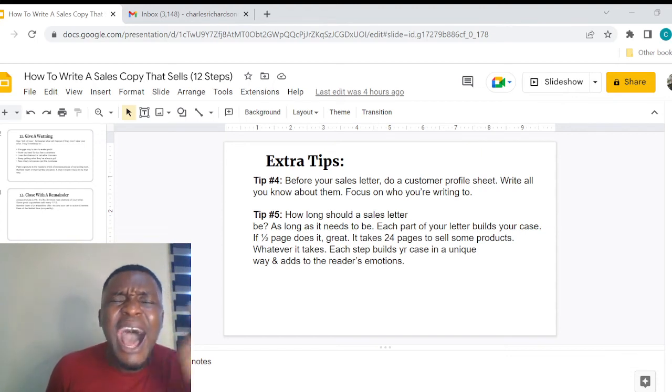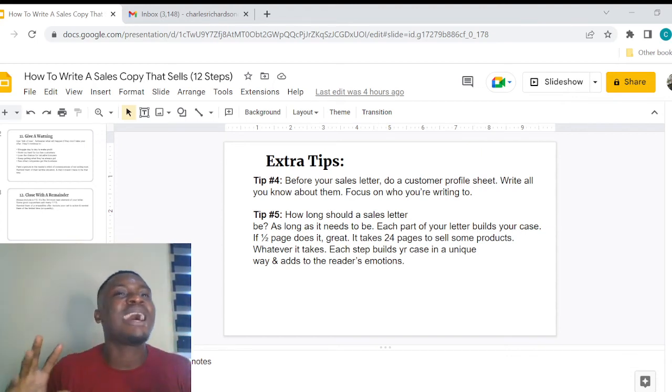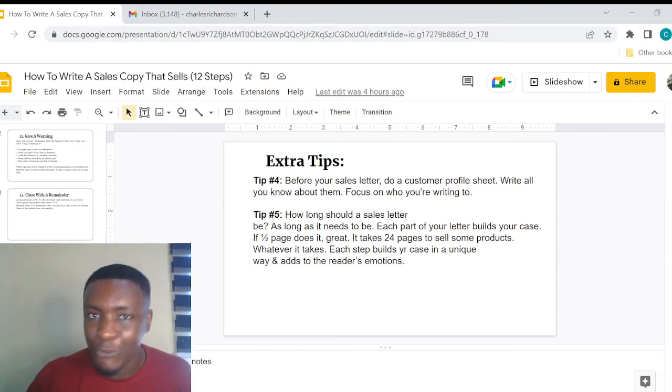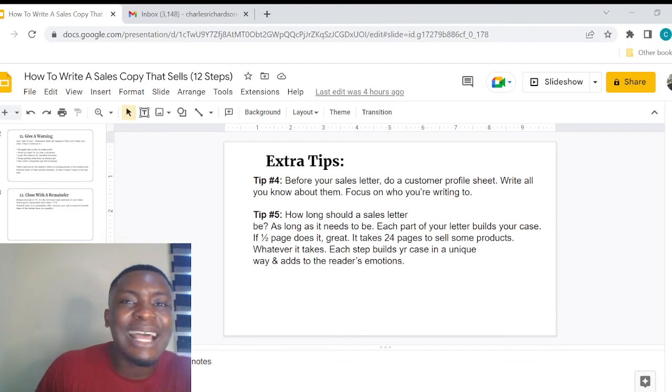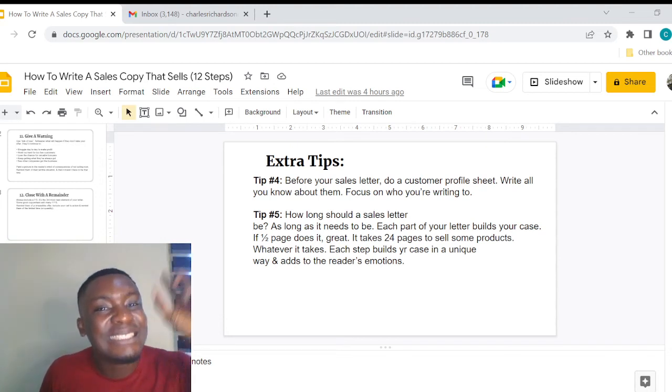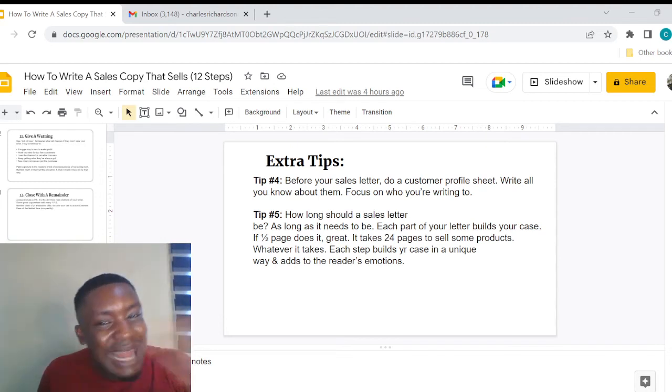Tip 5, how long should your sales letter be? Your sales letter should be as long as it takes to convince the customer that your product is the right solution for them. Don't be bothered if your sales letter is 24 pages or 5 pages, as long as everything is clear and concise and it is hitting the points, please allow it.